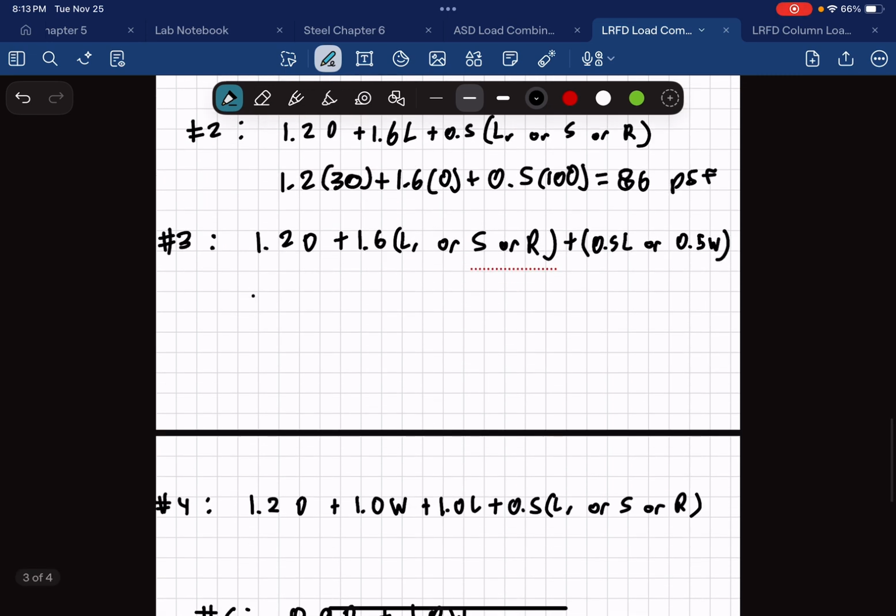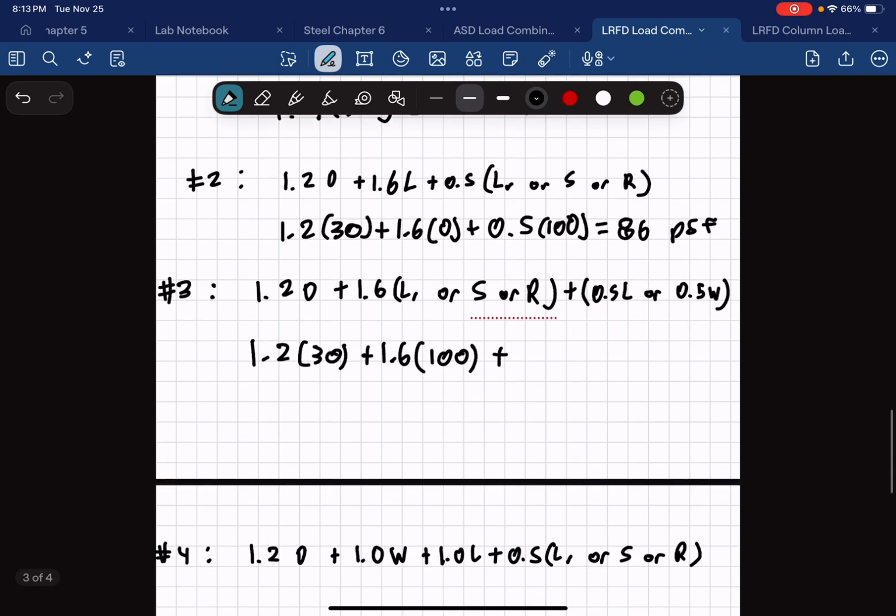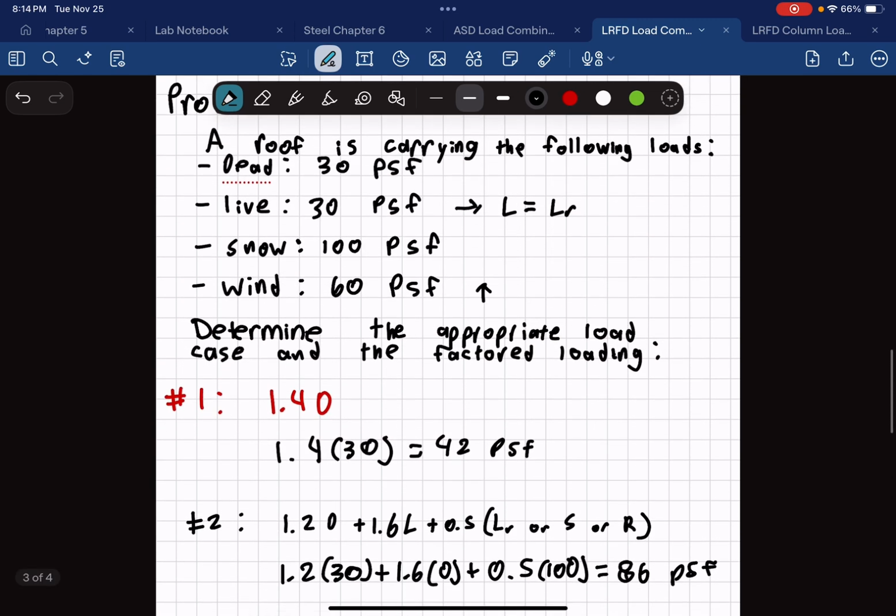But let's see what the rest of our equations yield us. 1.2 times 30 plus 1.6. Now we come back to the same 3 where we have to choose, and it's going to be snow again. And then we have one more. So now we get to look at which one of these is higher. We have 0.5 live load or 0.5 wind load. Okay, now that's a little different. That's kind of interesting to look at. So when we're looking at this, we don't have a live load, so we know wind is going to control. So we're going to say plus 0.5 times 60, right?